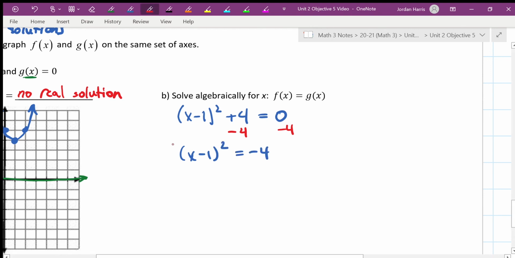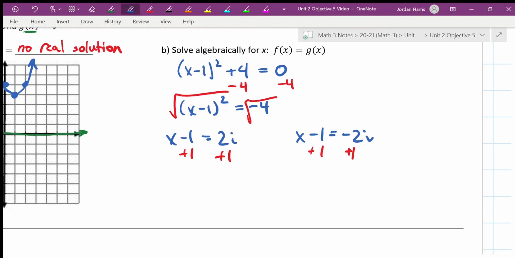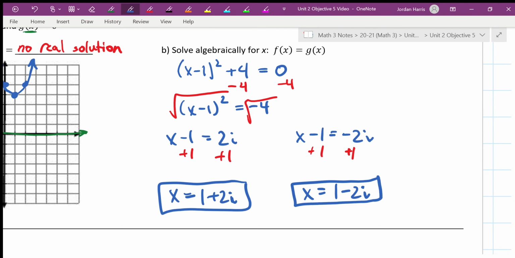When we square root both sides, you always have plus or minus. So x minus 1 equals 2i, x minus 1 equals negative 2i. So we add 1, and we get our solutions. Remember, only with adding and subtracting, we can only combine like terms. So I get x equals 1 plus 2i, and I get x equals 1 minus 2i. So graphically, we just know there's no real solutions. They don't cross, no real solutions. Algebraically, though, we can get our two imaginary solutions.